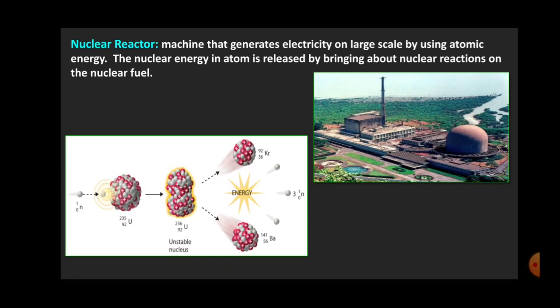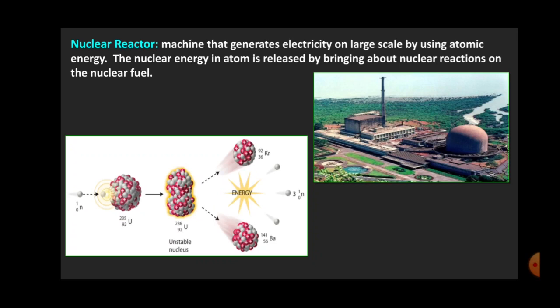See, you can see in the picture uranium-235, it is unstable. When it is bombarded, it turns into uranium-236 and then it divides into two. One is krypton-92, right? And the other one is barium-141. Krypton-92 and barium-56. So this one is divided into two, so this is called fission, right? So with the help of nuclear fission, the energy is produced in this.